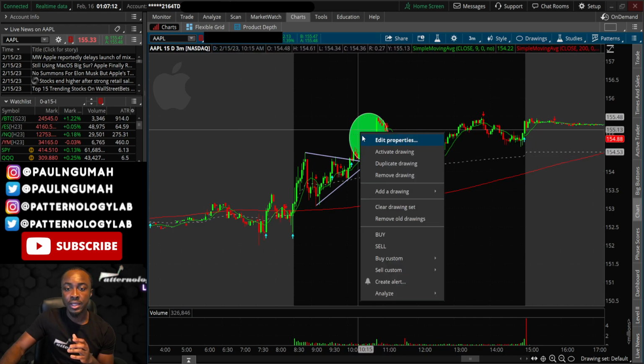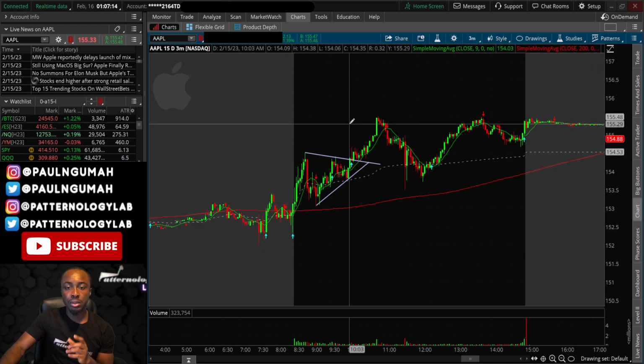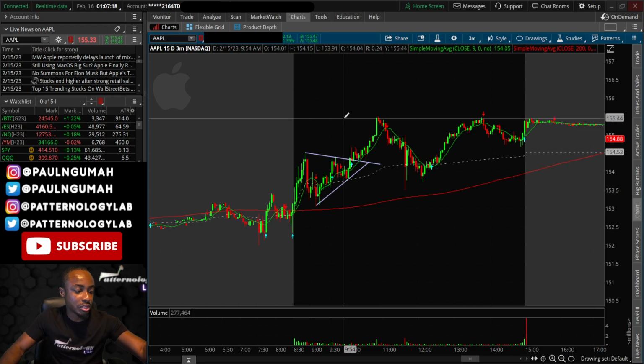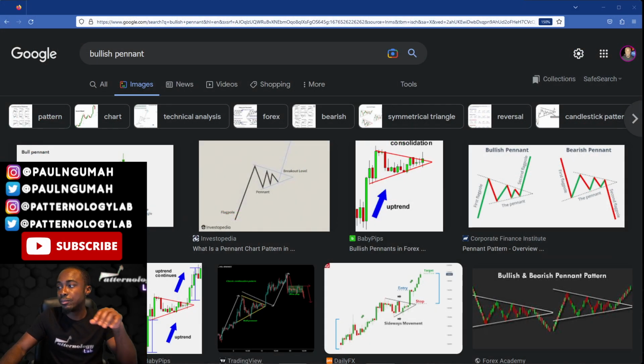Now, if you've never seen a bullish pennant before, we're going to look at some examples right over here. If you go on Google and type bullish pennant, you're going to see multiple examples of what I just showed y'all on the 3-minute chart with Apple. It's right over there. We got one right here, followed by the massive move. Again, the breakout move is what we want.